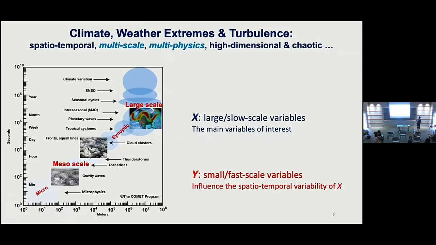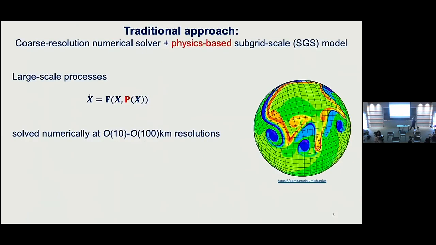In the next few slides, I'm going to use X to represent the large and slower scale variables, things that we are interested in, and Y to represent the small and fast scale variables that we cannot ignore, and these will end up being the subgrid scale variables. We know that for a long time, we have been developing physics-based closures so that we can write the governing equations in closed form in terms of the larger scale, and then we can numerically solve these equations at low-resolution grids. But we know that we need better closure models, better parameterizations.